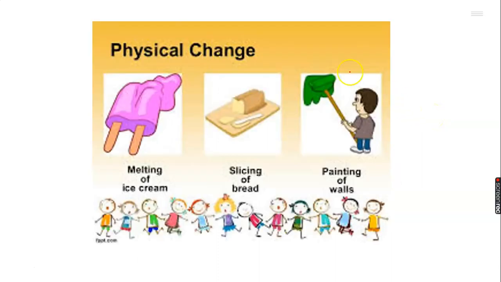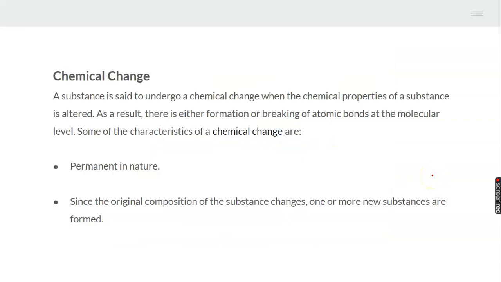Physical changes. Okay, here you have melting of ice cream, because after melting you can always put it back in the freezer and it will what? Become a solid. So those are the kind of changes where you can always have the initial material back. They are reversible. That's what it means. Slicing of bread, painting of a wall, those are examples of physical change.